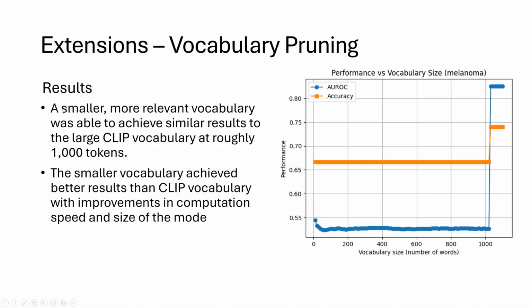Looking at my results, a smaller, more relevant vocabulary was able to achieve similar results to the large CLIP vocabulary at roughly 1,000 tokens. So as you can see in the graph, when my vocabulary size is really low, from 0 all the way up to roughly 1,000, and then at 1,000 there's a big spike. A key point right here where it jumps all the way up to almost 75% accuracy, which is extremely similar to what the original CLIP vocabulary was getting.